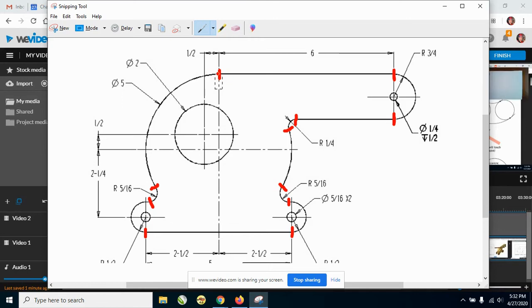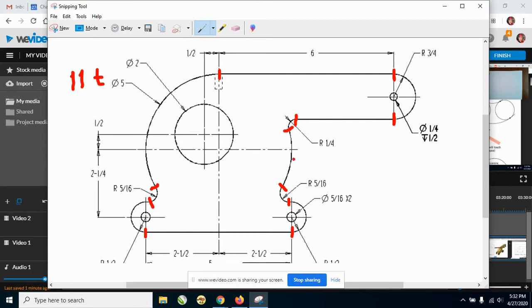So if we were to count them, we have 1, 2, 3, 4, 5, 6, 7, 8, 9, 10, 11. So there are 11 tangents. But now the question is, how many of those are arc to line or line to arc tangents, and how many are arc to arc tangents? So let's go ahead and count those. So we have arc to line to arc to line, so that's 3.